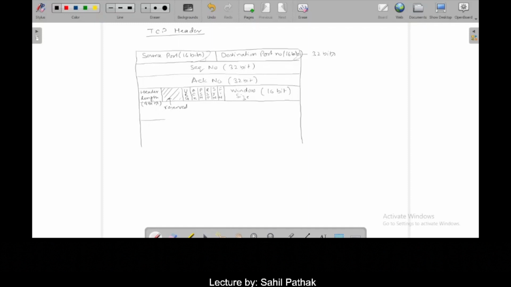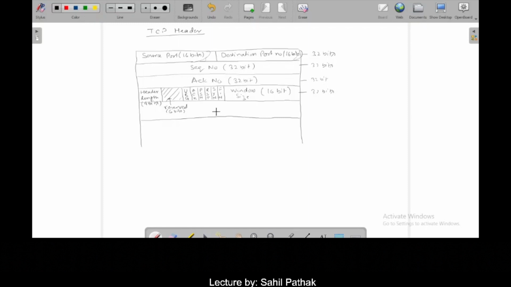Next in the row we have, so these are the 6 bits reserved. So you can see here also 4 plus 6, and there are 6 flags. So in total we have 16 and 16 again 32 bits. This is 32 bits. So every row is 32 bits.